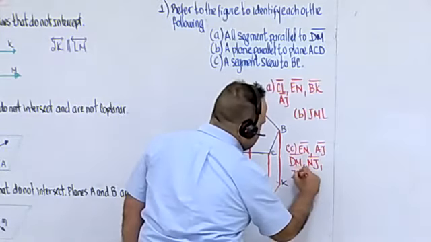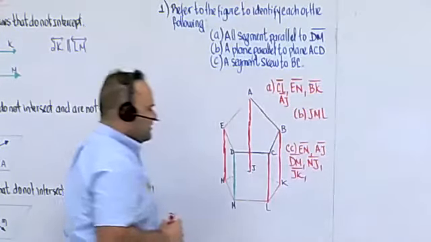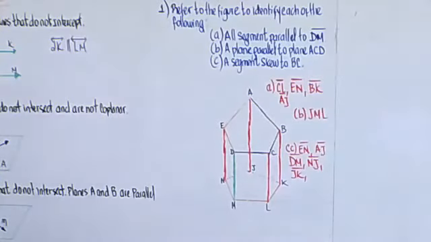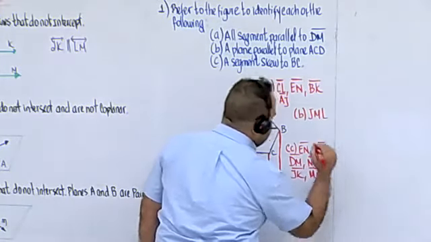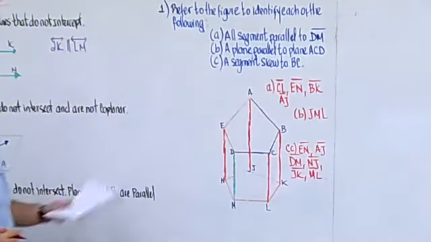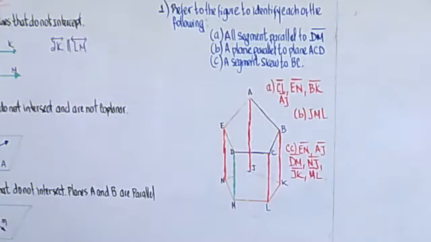JK, KL, JKML, and so on, and so on. And we can mention all of these things. All right?